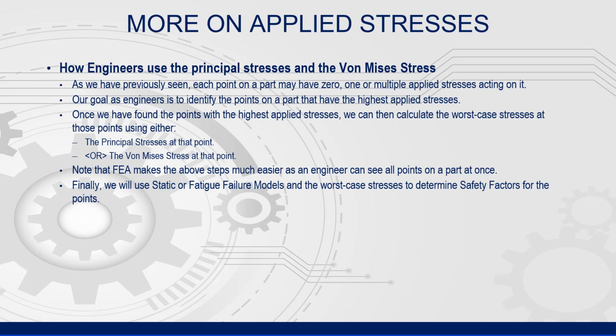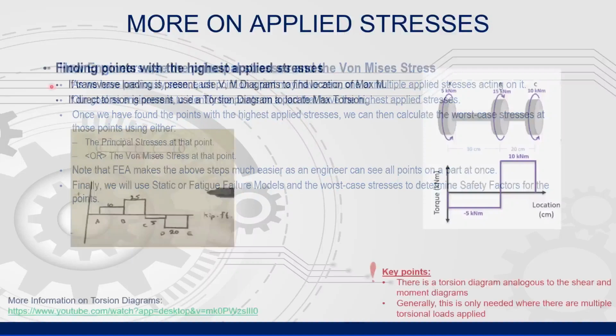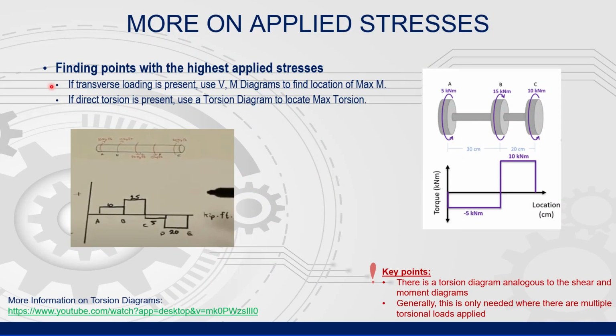Often, we will verify our hand calculations with FEA. But note that both are needed for a thorough stress analysis of a component. We have already covered the shear and moment diagrams to be created when we encounter bending stress with transverse shear stress. In most applications that we encounter for this course, these will be sufficient. When you encounter applications with multiple torsional loads, you may need to create a torsional diagram to define the maximum torsional shear stress.